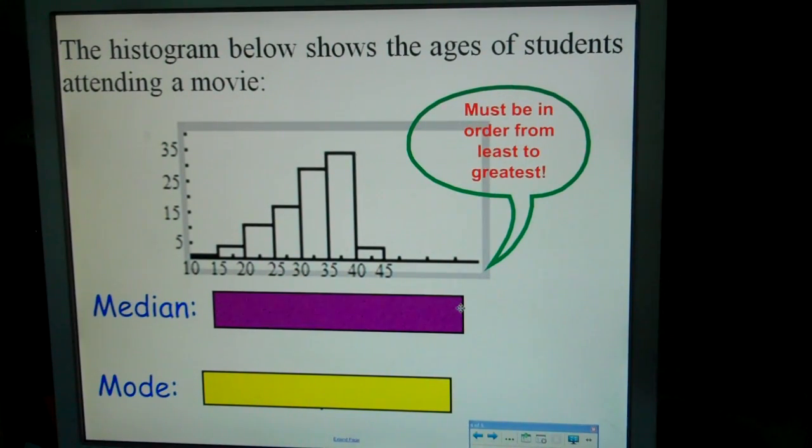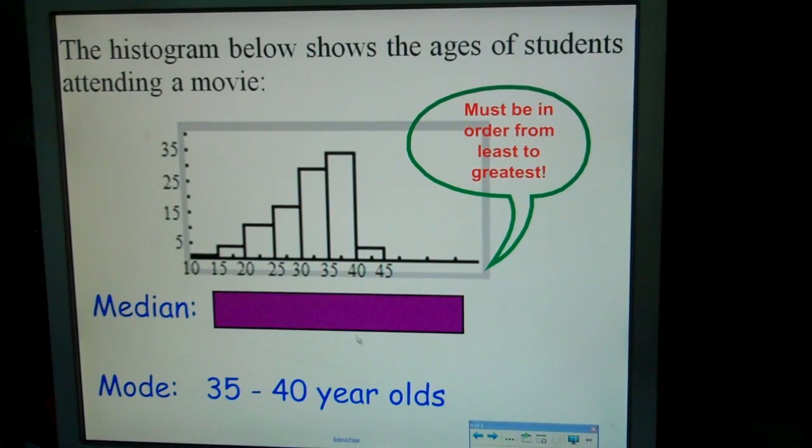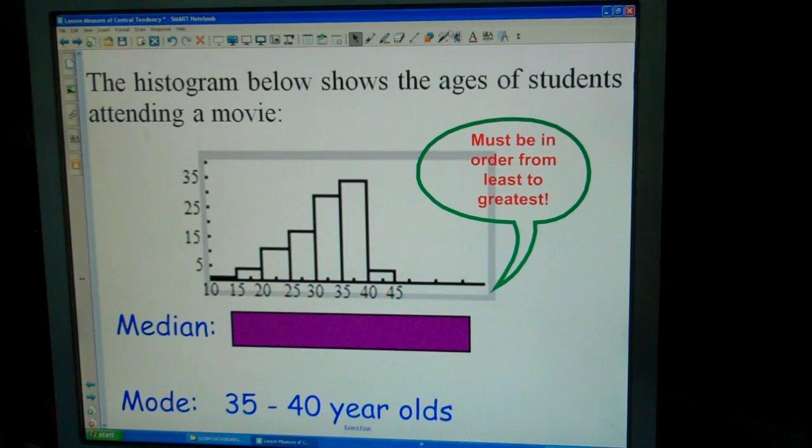And that actually answered one of the questions. Which one is that? Median or mode? That is the mode, the one that happens the most often. Okay, that would be this column right here, because it's the tallest. Alright?